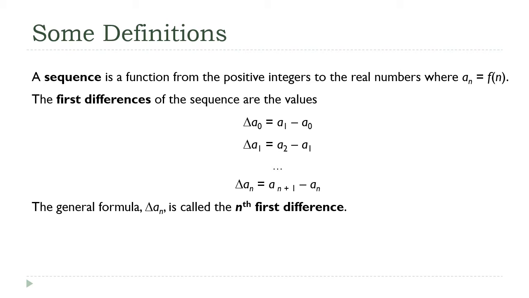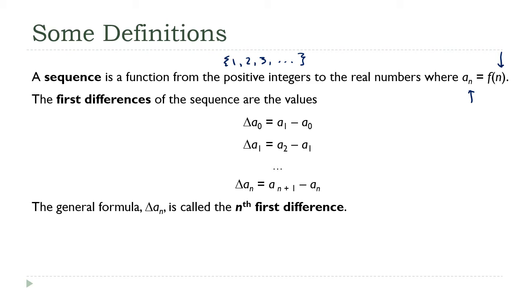We're going to say that a sequence is a function from the positive integers. Those are the numbers 1, 2, 3, and so on. Sometimes we'll throw 0 in there, right? That's fine too. To the real numbers. So these positive integers, these are the indexes here, the n values. And the function just tells us what number is assigned to each step in the sequence.